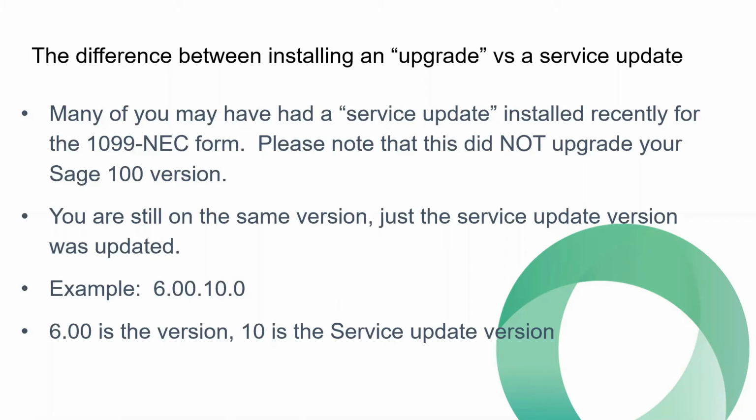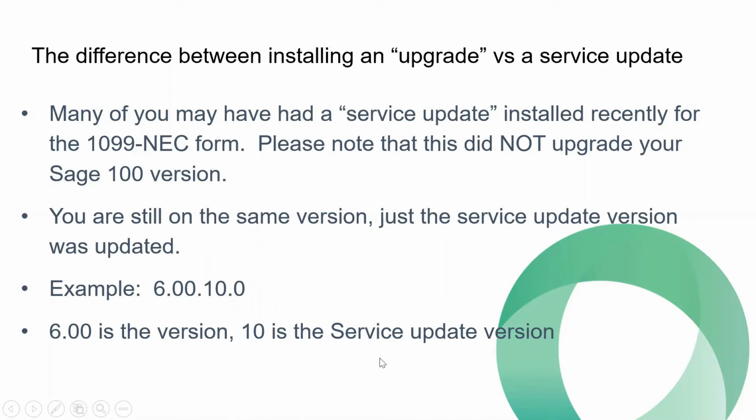So what I wanted to talk about now is the difference between installing an upgrade versus a service update. Many of you had a service update installed recently for the 1099 NEC form. Please note that did not upgrade your Sage 100 software. You're still on the same version that you were. It just updated the version of the service update. So for example, if you look at your version and it says 6.00.10, 600 is the version, which means it's the 2018 version. The .10, that's the service update version.